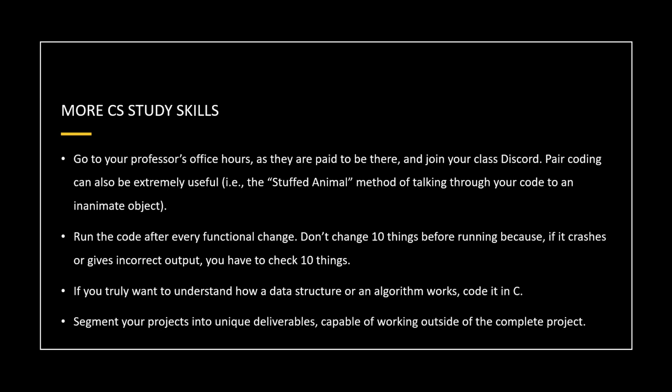We talked about coding it in C. Also segmenting your projects into unique deliverables. So if you have, say, a function to do the quadratic formula, right? X equals negative b plus or minus the square root of b squared minus 4ac, all over 2a. Have functions to do each individual part of it. Say, okay, I have a square root function. I have a numerator function. I have a denominator function. I have a final function. That way, each individual part of it can work independently. You can more easily identify where the issues are. Okay.